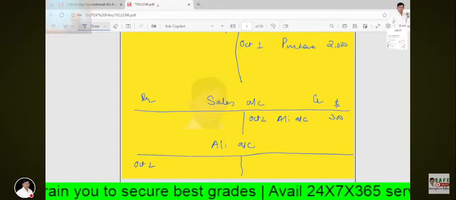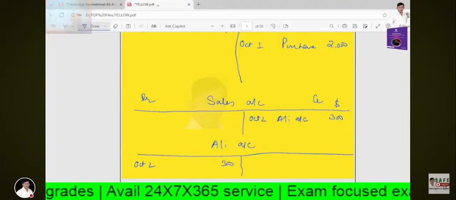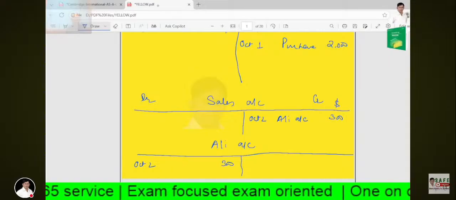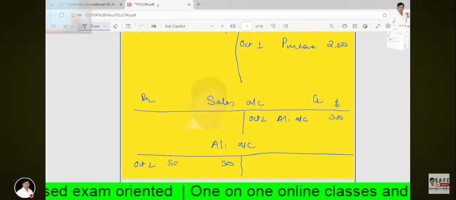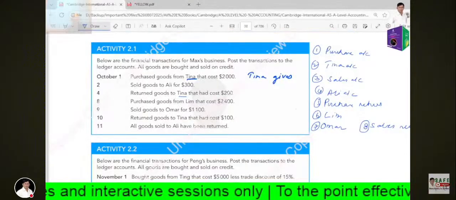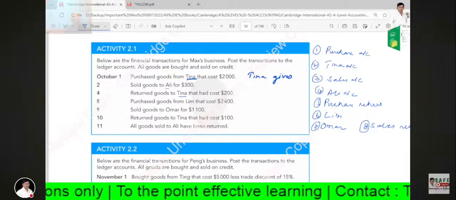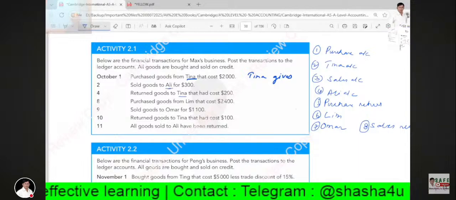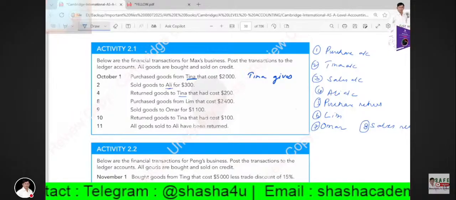Ali account will be debited. So for sales, now one more thing. Here we have to see what Ali is doing. When we sell goods to Ali, Ali is the account that receives.